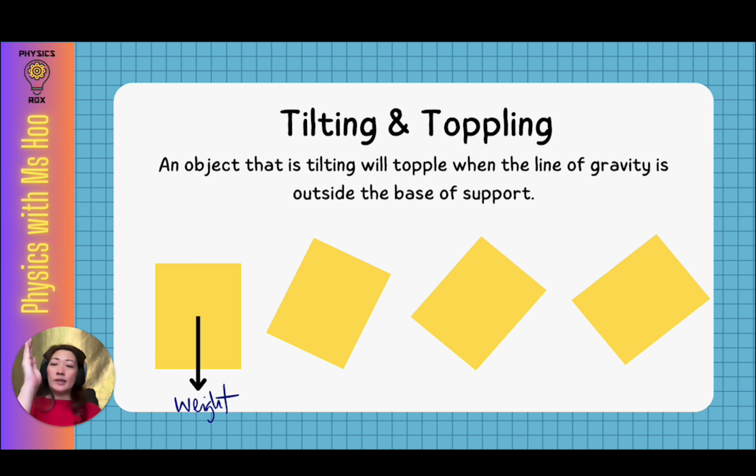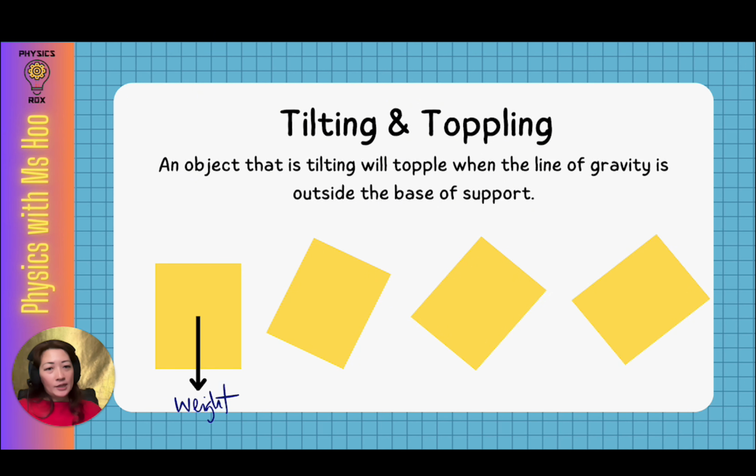Now, if we were to tilt the object, there are two possible situations. Either it's going to come back to the stable equilibrium position, that means it goes back to the original base, or it's going to fall over. But how do we know whether it's going to come back to its original surface or topple over? It depends on where the line of gravity is relative to the base of support.